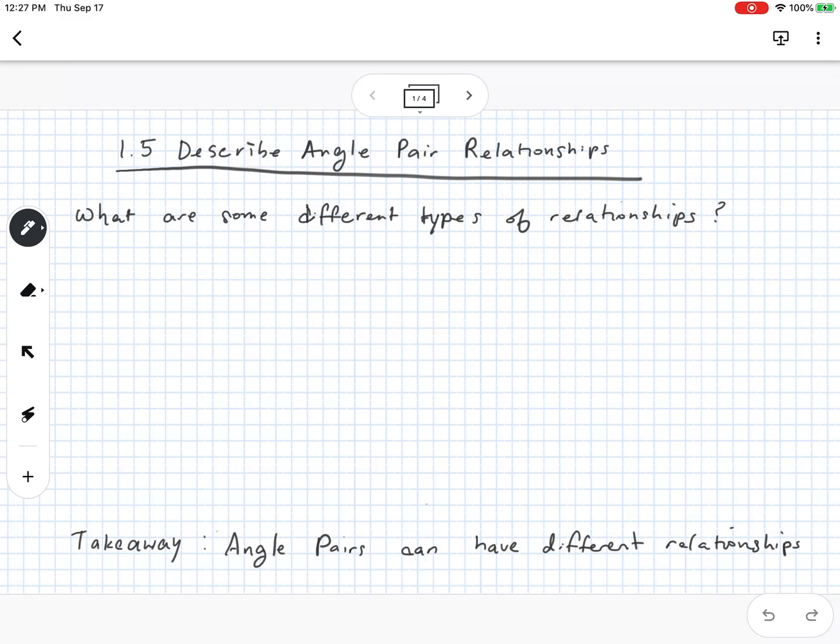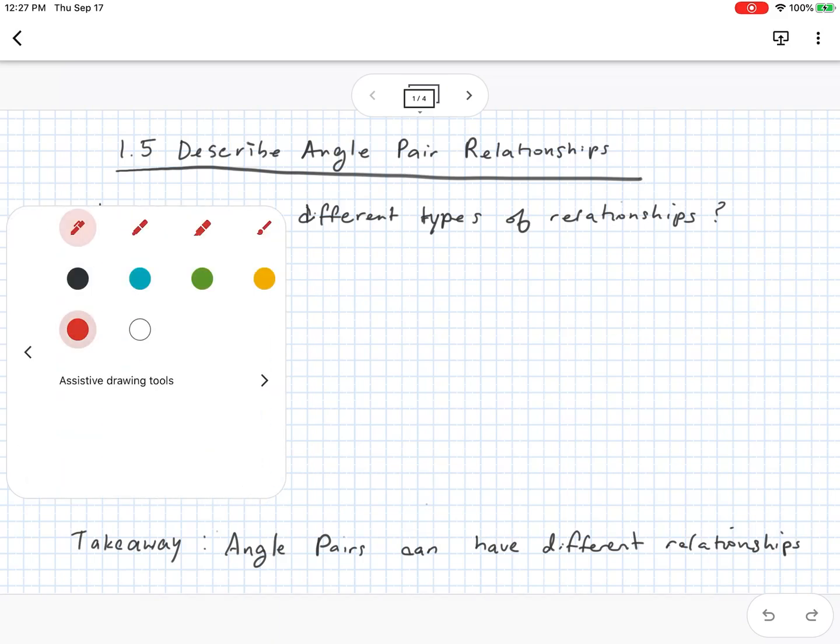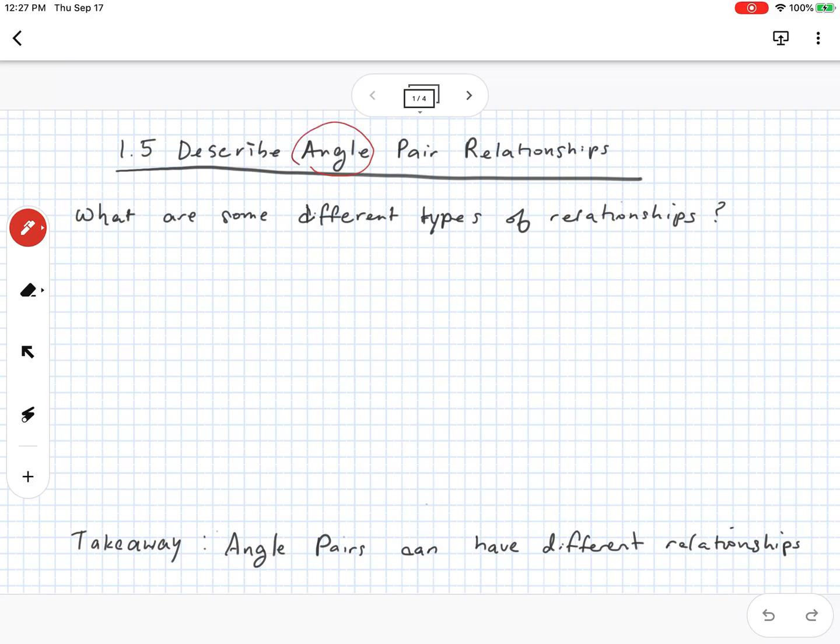We are going to begin section 1.5. The title of this section is called Describe Angle-Pair Relationships. So one good place to start would be to just look over the title and to think about whether we know what all of these things are.